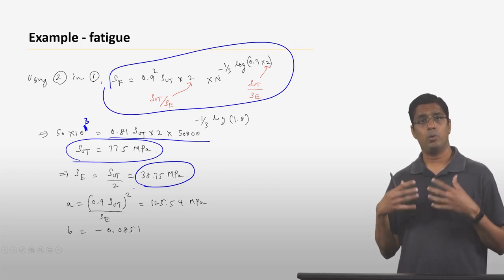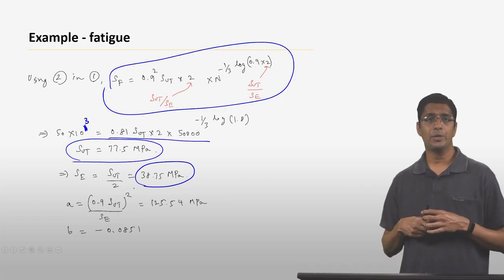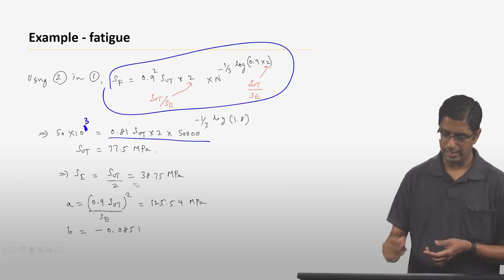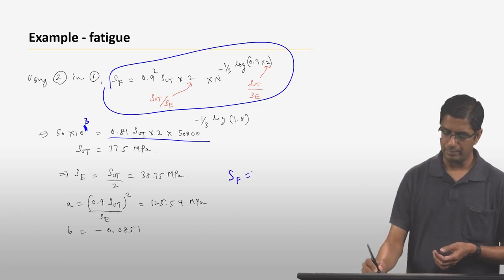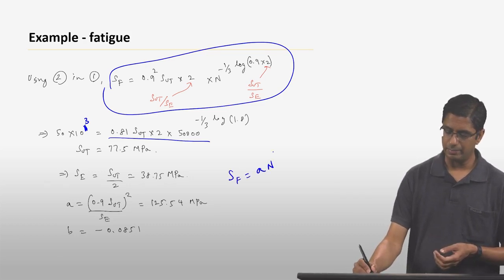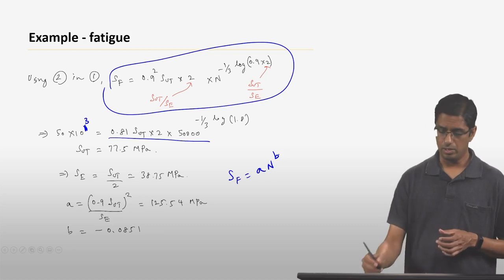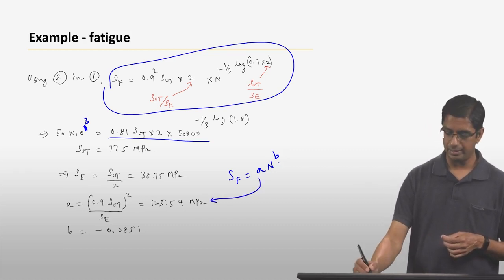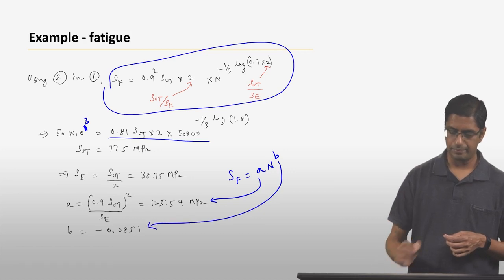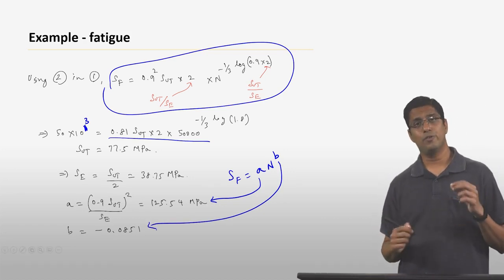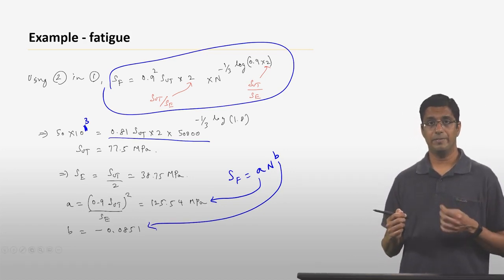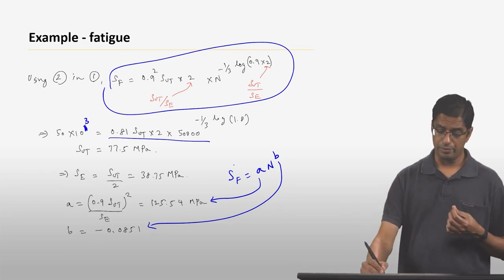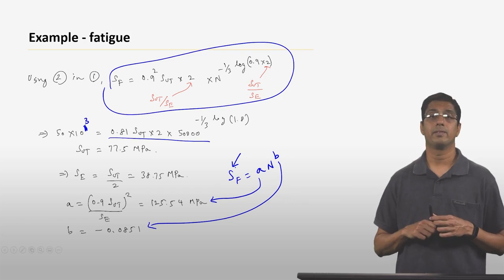Now, once you know SUT and SE, you can also find this A and B. Remember, this SF is nothing but A N to the power B. So essentially, once you know SUT and SE, you can find out what A is and you can find what B is. Now, once you find A and B, we can essentially find out what is going to be the N if you are given what SF is.